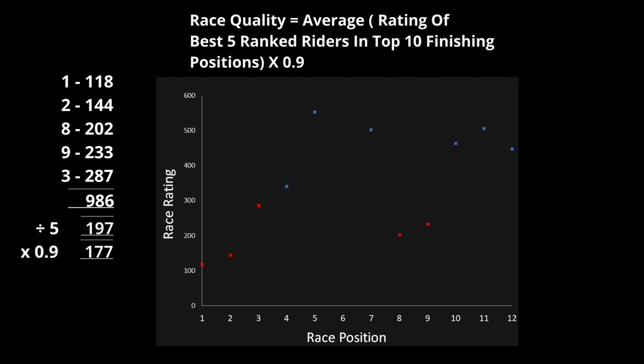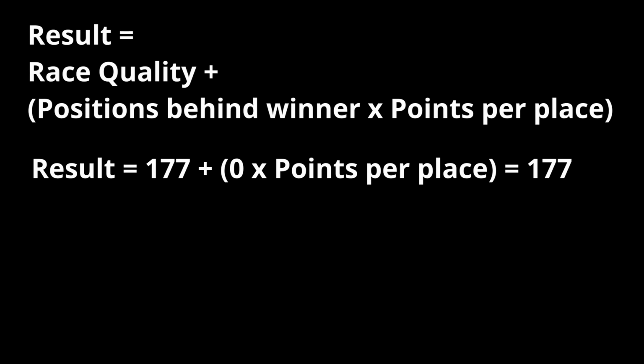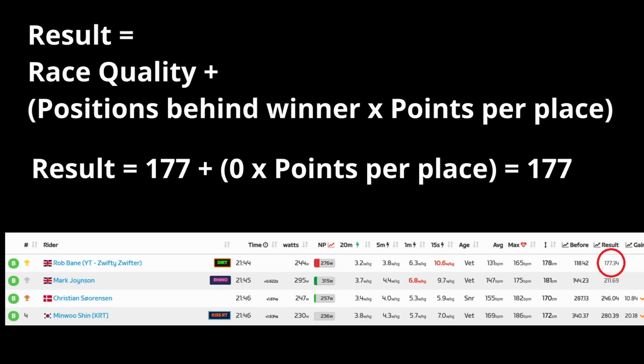The mathematically inclined amongst you may have already realised that for the winner of the race, the result is actually equal to the race quality, and that's always the case, because the positions behind the winner is equal to 0, so it doesn't matter what the points per place is, the result will be equal to the race quality plus 0 times something, which will always be 0. And we can actually check this with my result, and there we go, we see it as 177.